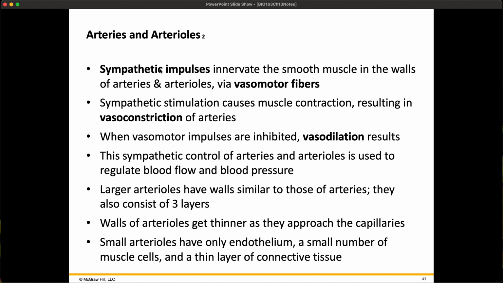Sympathetic impulses cause that smooth muscle walls to contract. So through the vasomotor fibers, it causes vasoconstriction of the arteries. When those signals are inhibited, you have vasodilation, so a relaxing opening of the blood vessels. Vasoconstriction increases blood pressure. That's going to help make sure more blood is being pumped and moved to the body during fight or flight times, whereas vasodilation decreases blood pressure. That can be a slightly confusing concept.